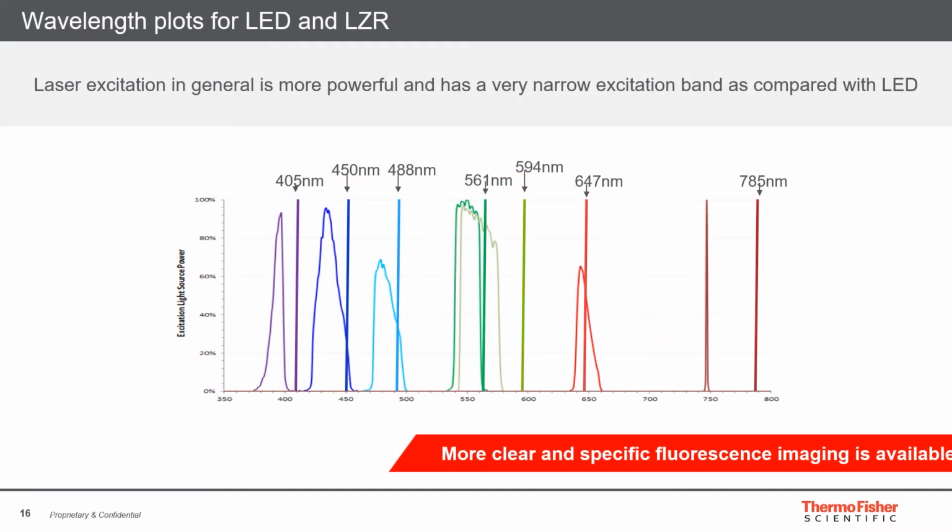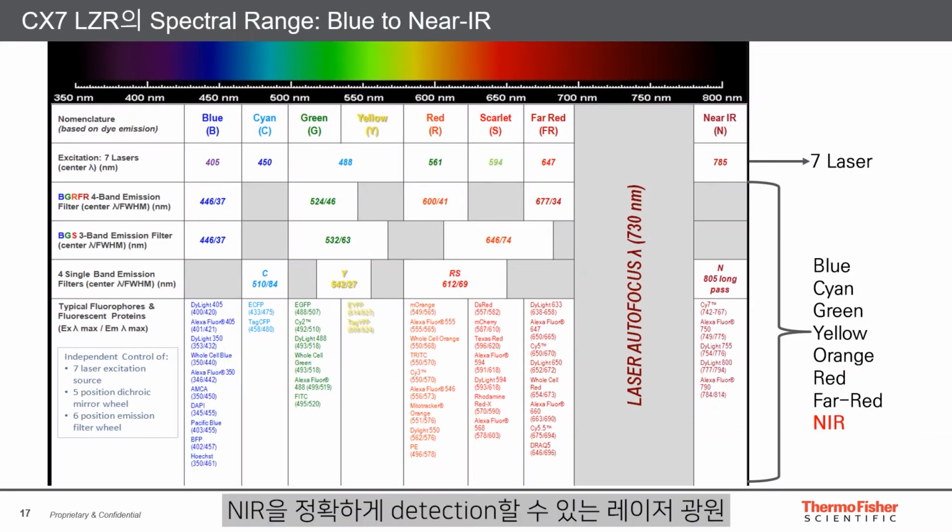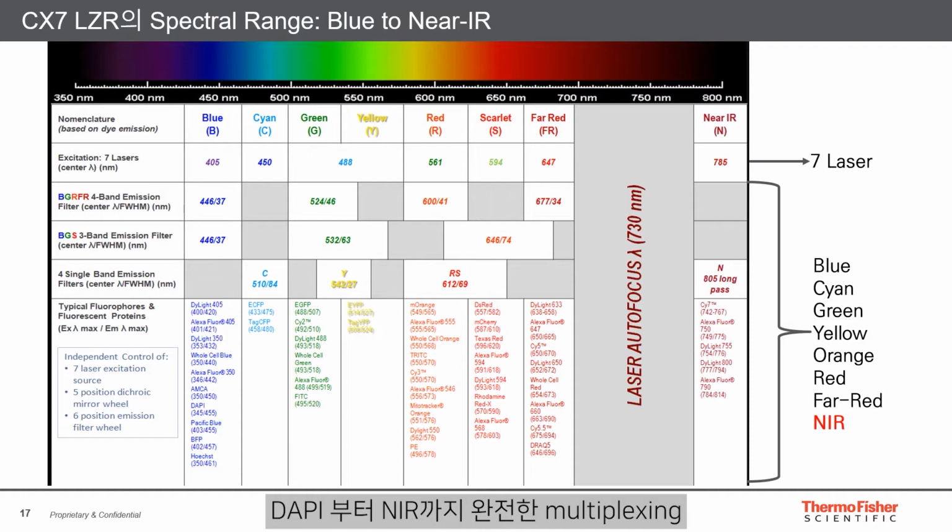Laser excitation is more powerful and narrowband. Therefore, laser excitation can provide more specific and clear fluorescence images. This is our laser and fluorescence spectrum. We have specific 7 lasers from DAPI to near-IR, and we have multiple color filters. Therefore, we can provide blue, cyan, green, yellow, orange, red, far red, and near-IR.